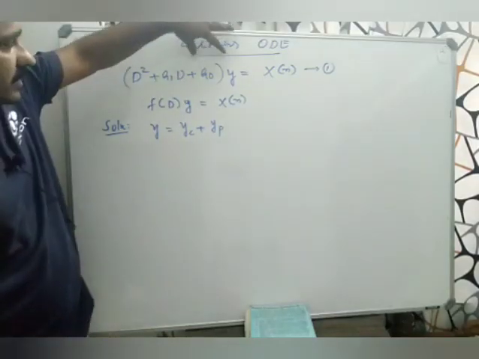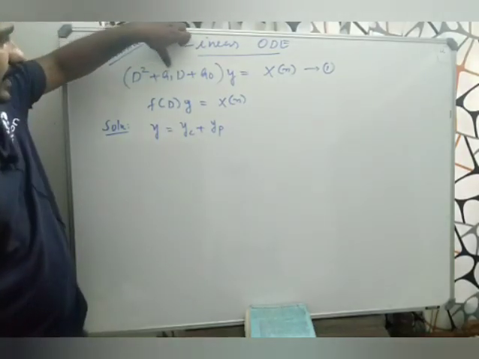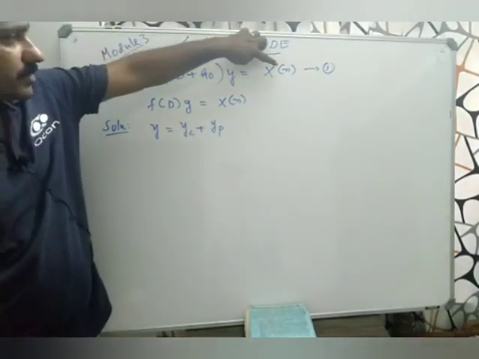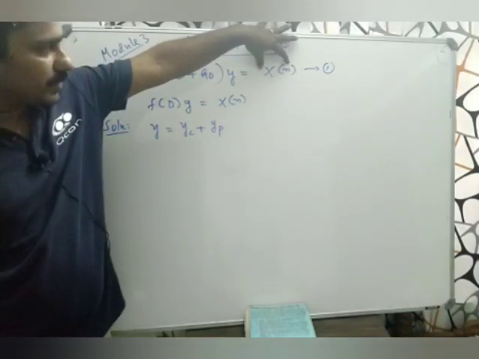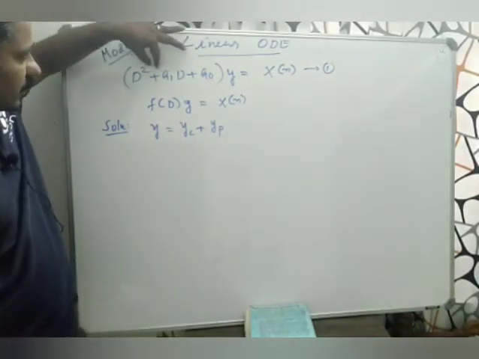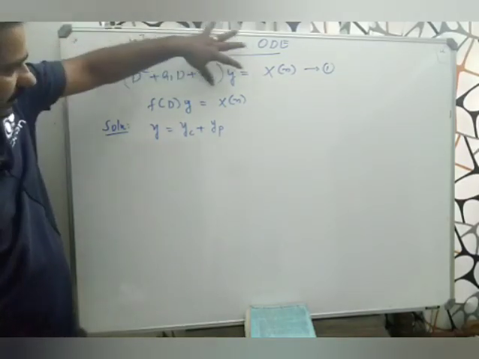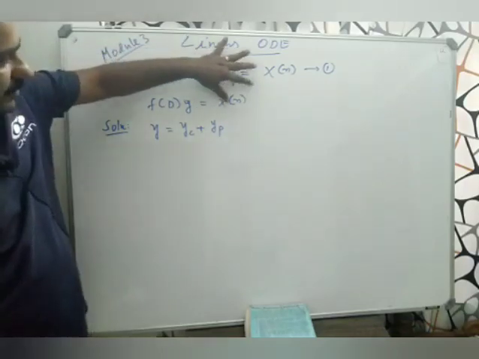And we have seen this is the standard form of the linear ODE: D square plus a1 D plus a naught of y is equal to X of x, where this is a function of x. In short, if we denote D square plus a1 D plus a naught as f of D, we can write this as f of D of y is equal to X of x.